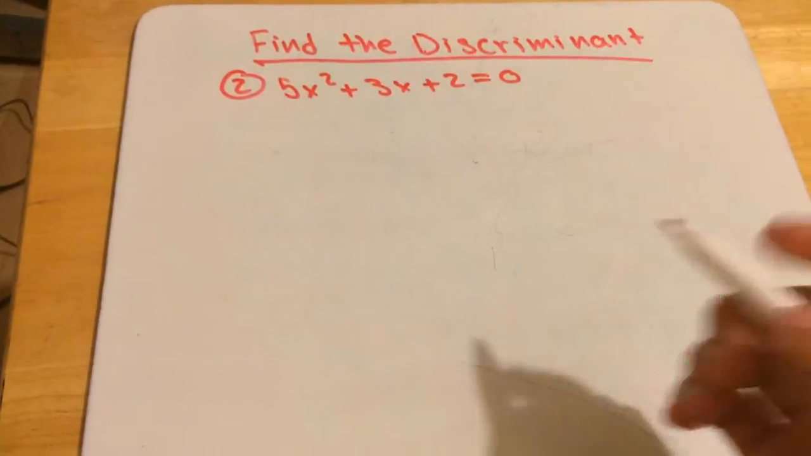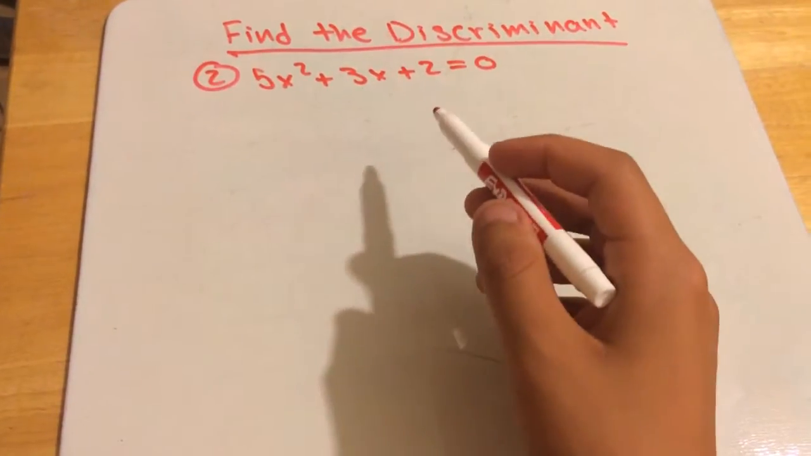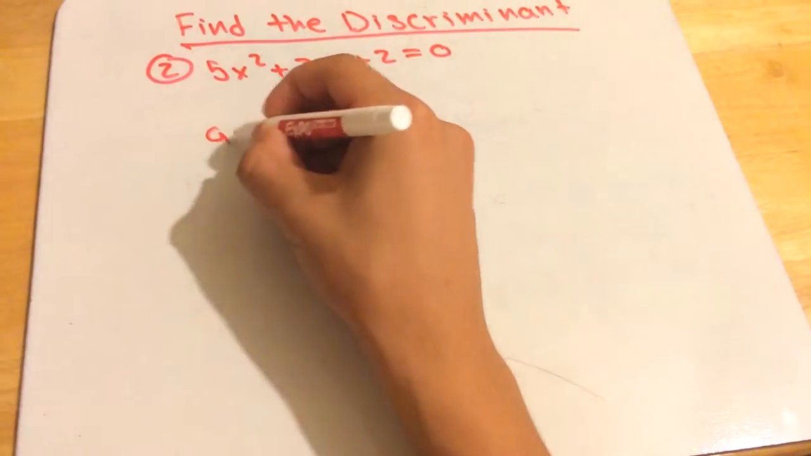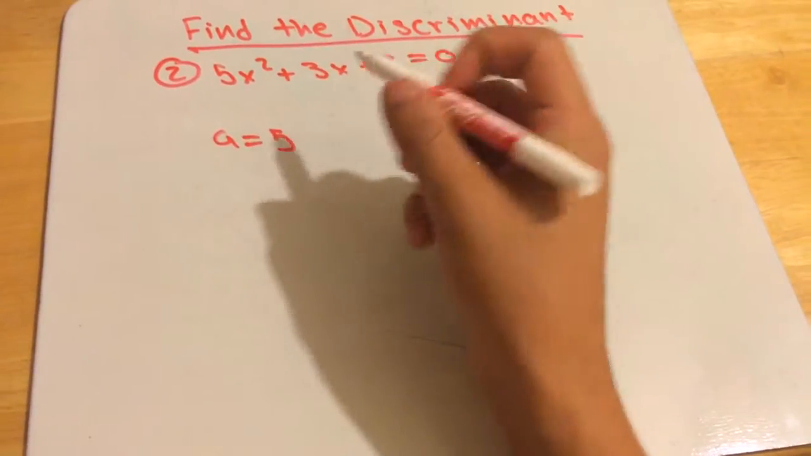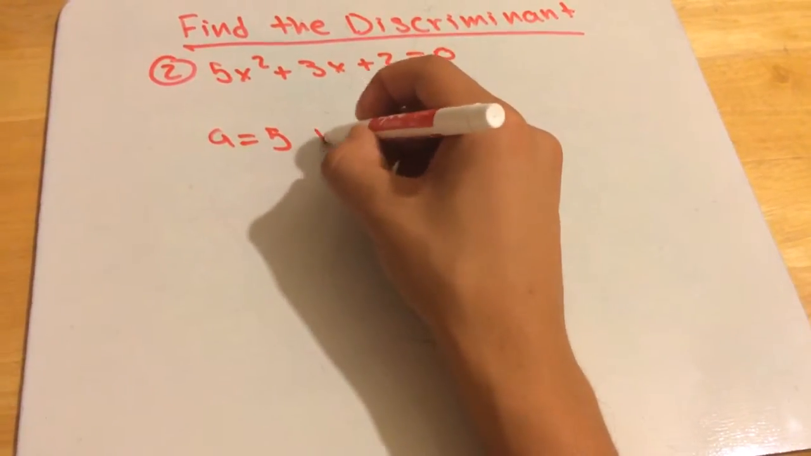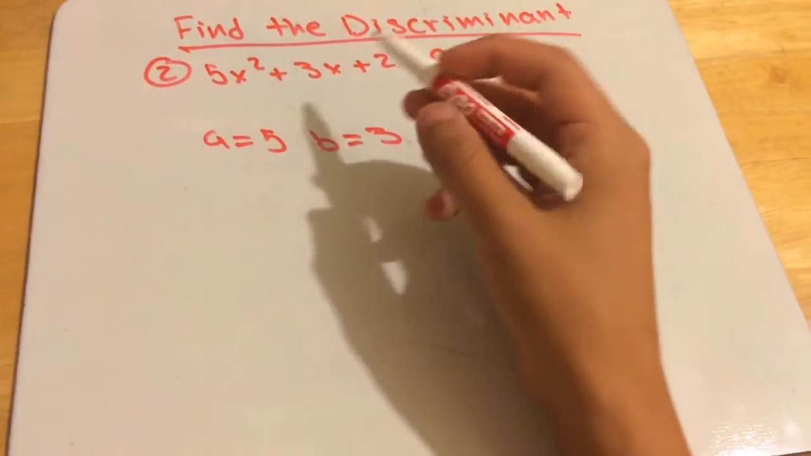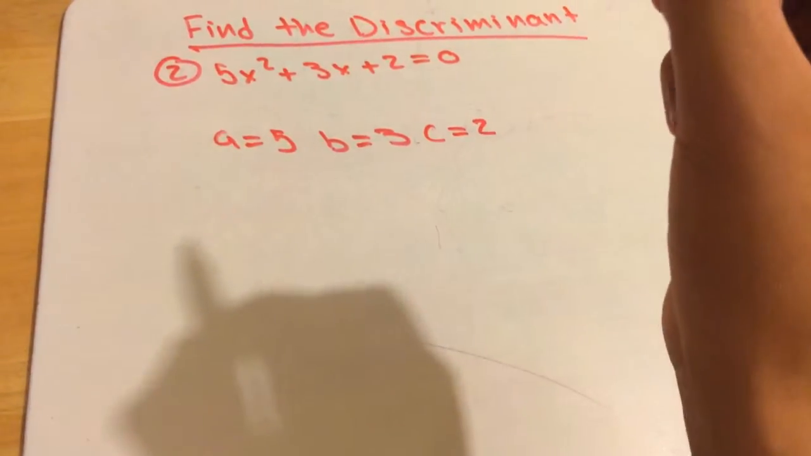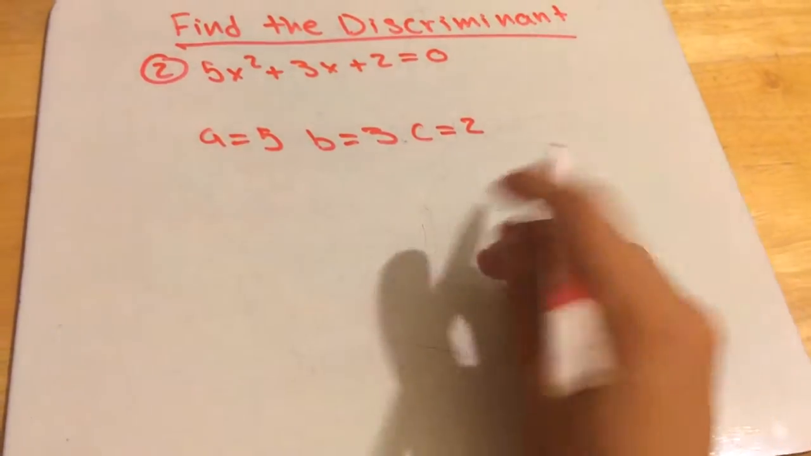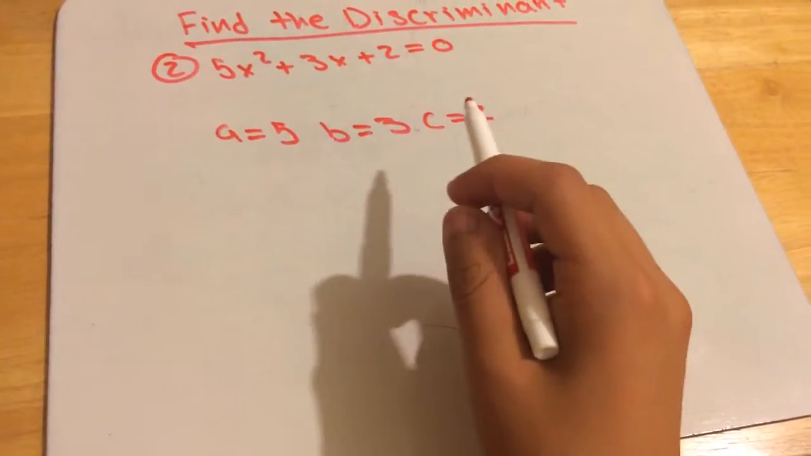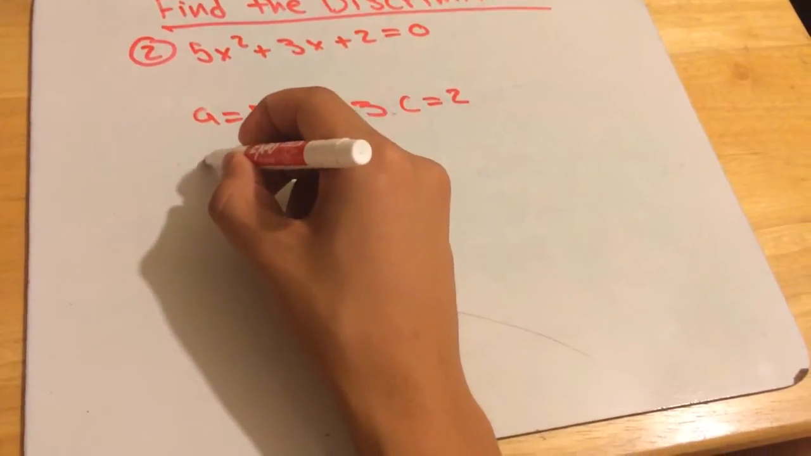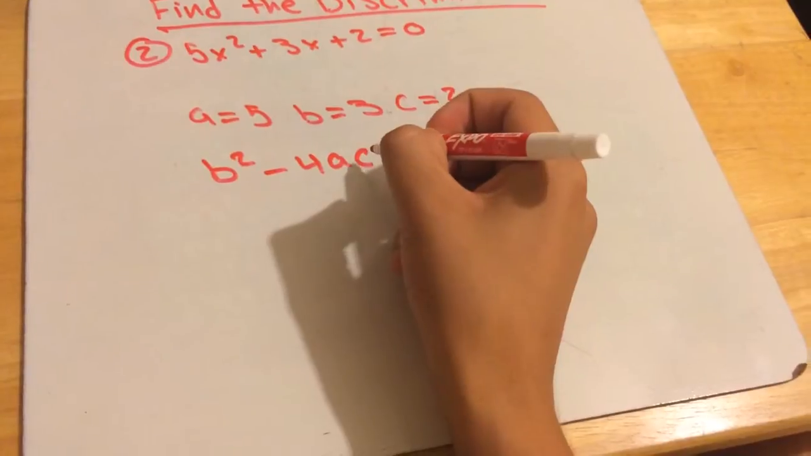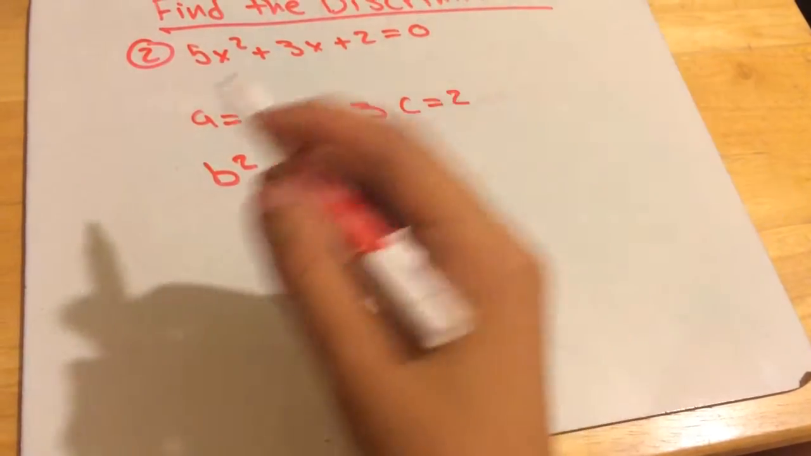Now I'll be showing you the second example, which is 5x squared plus 3x plus 2 equals 0. To start off, you need to find A, B, and C. A equals 5 because 5 has an exponent and a variable. B equals 3 because 3 has just a variable. And C equals 2 because 2 doesn't have an exponent or a variable. So after you get A, B, and C, you have to write out the formula, which is b squared minus 4ac. And when you use the formula, you just plug in the numbers.